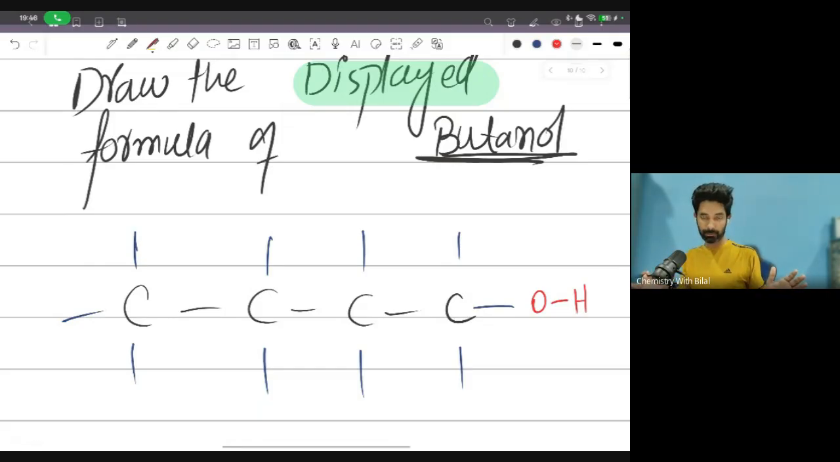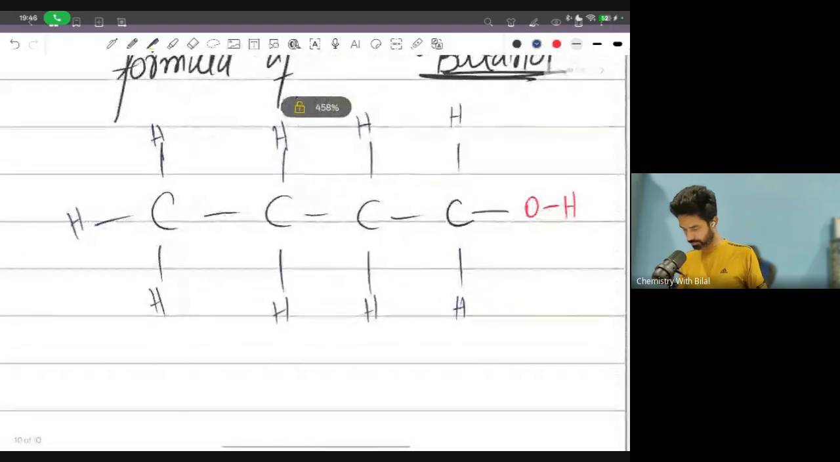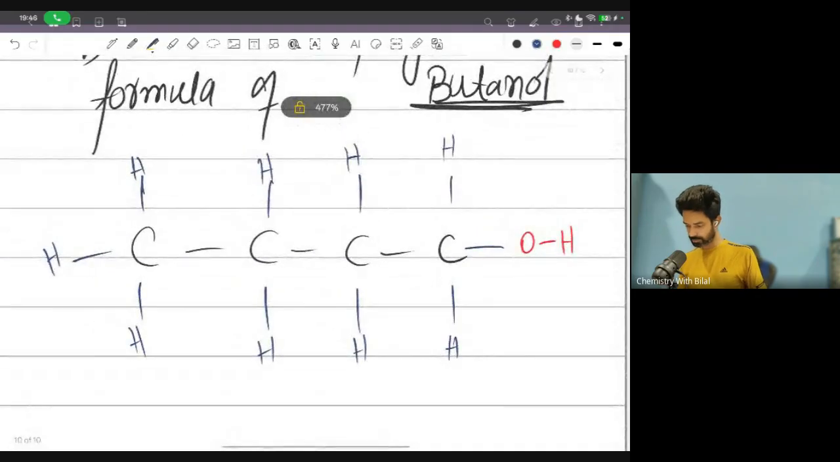In the displayed formula, you need to show every bond and every atom. So there is no exception. So OH has to be open as well. Please listen, everyone. This is the formula, the displayed formula of butanol. In fact, let's number this carbon.